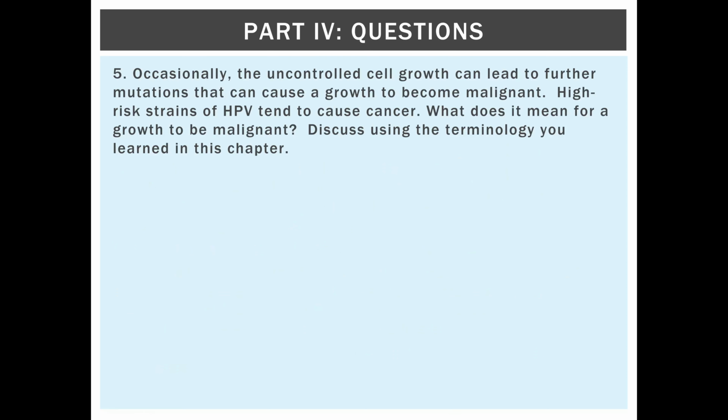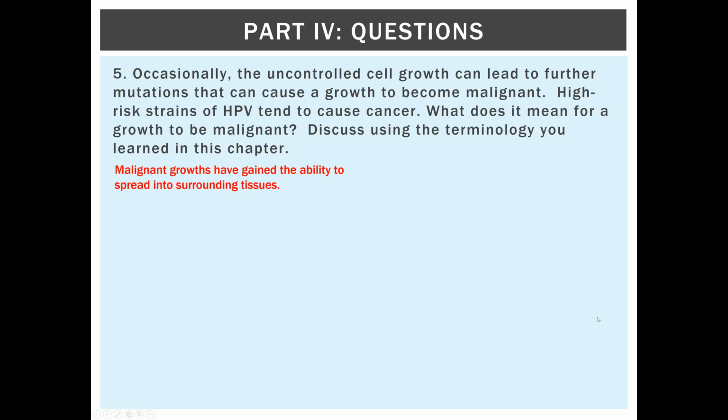But occasionally, the uncontrolled cell growth can lead to further mutations that can cause a growth to become malignant. High-risk strains of HPV tend to cause cancer. What does it mean for a growth to be malignant? Discuss using the terminology you learned in this chapter.